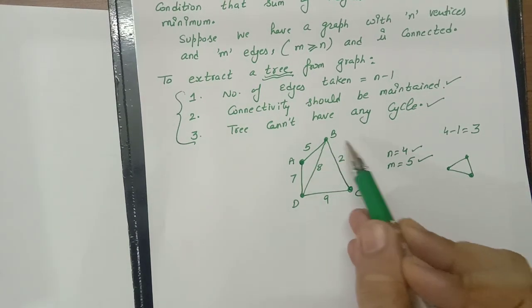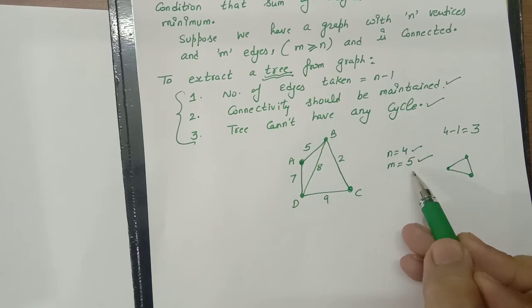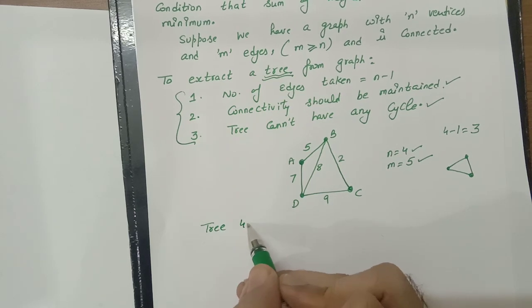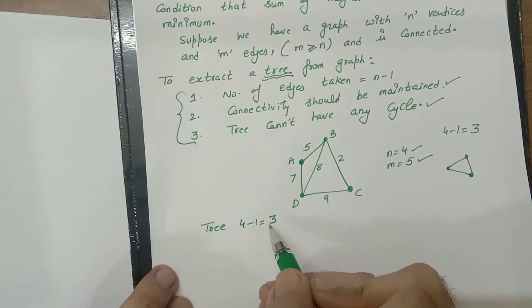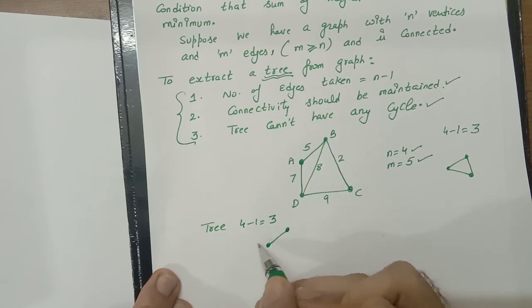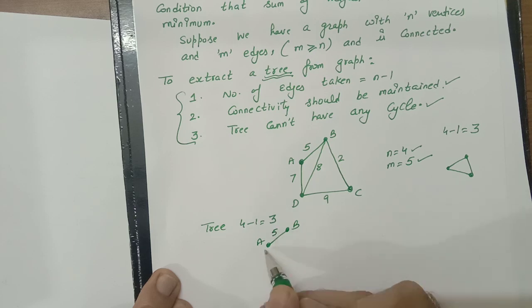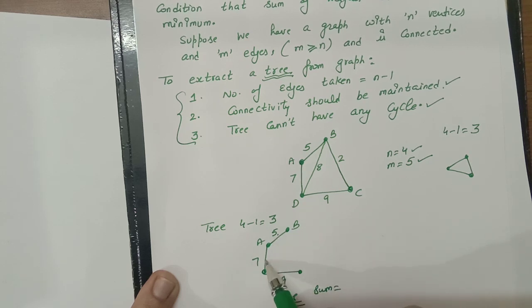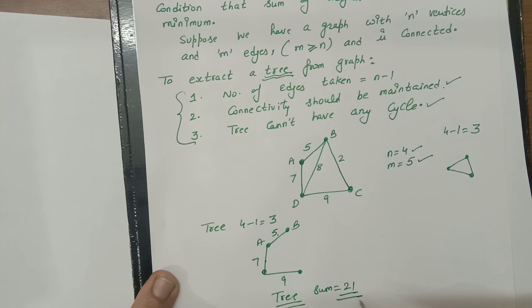Suppose I have this graph. This graph has 4 vertices and 5 edges. To make a tree, I need 4 minus 1, meaning 3 edges. I need only 3 edges. Now the 3 edges may be, say, one edge I am taking AB, 5, second edge I am taking 7, and third edge I am taking 9. Now this is a tree. This is one example of a tree. Now in this, if I add the sum of weights, then it is 5 plus 7, 12, plus 9 is 21. Is this the minimal? No.